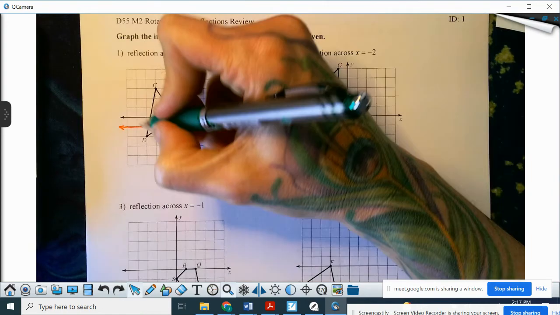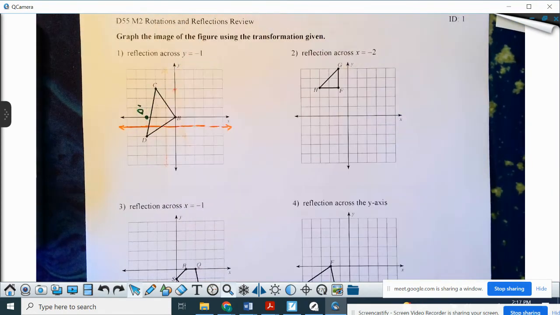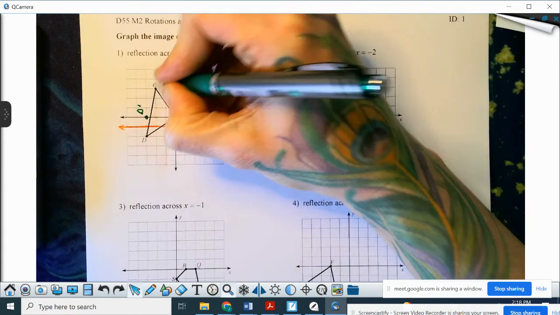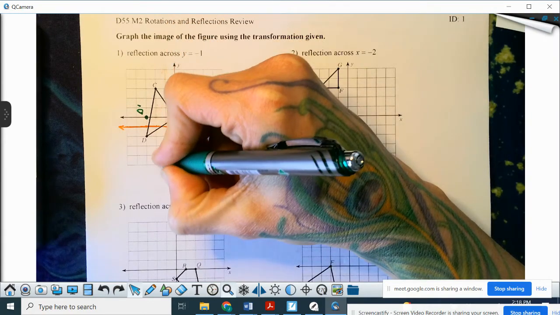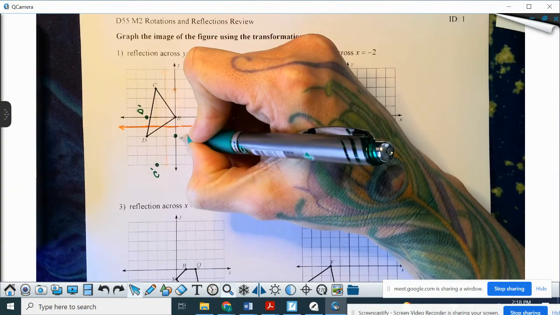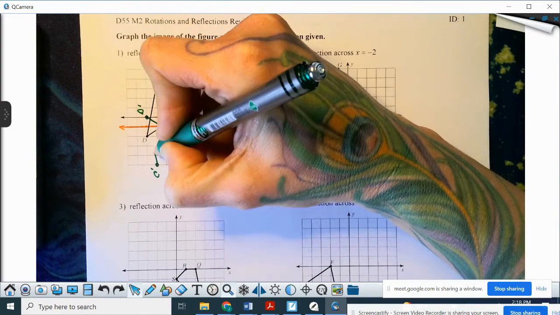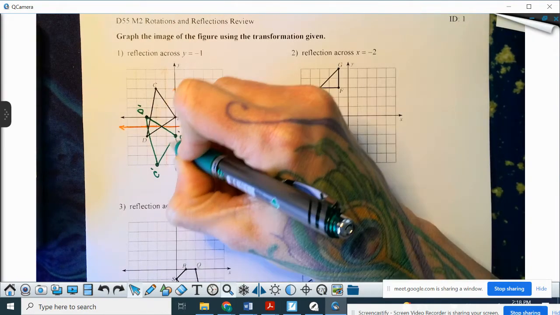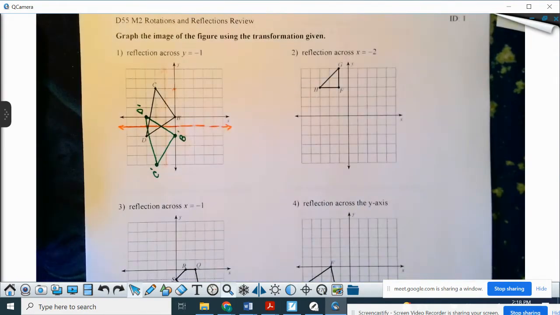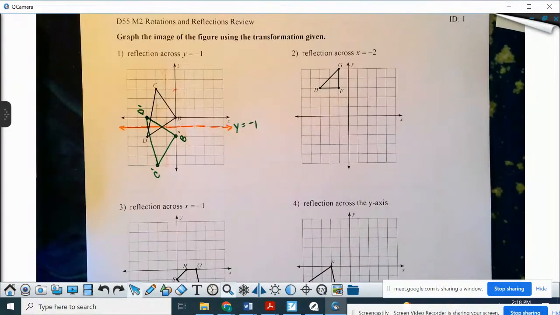So still from this line, so this is going to be D prime. C is 1, 2, 3, 4 above it. 1, 2, 3, 4. So that's going to be C. B is 1, so it's going to be 1. And so that would be the reflection over the y equals -1. Again, the previous one that I just erased is x equals -1. So number 2 is x equals -2.